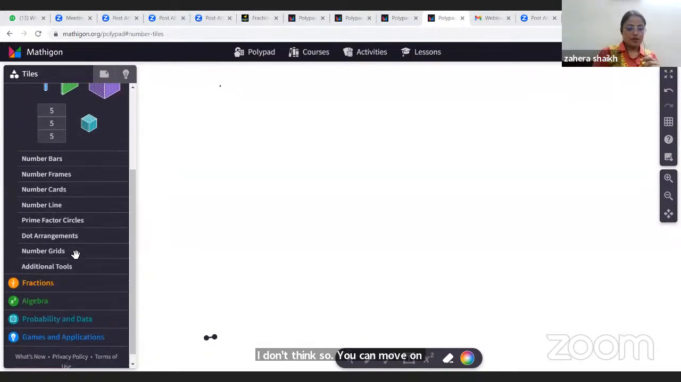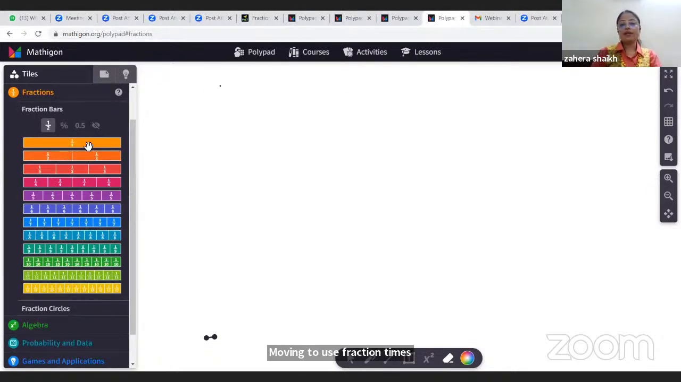Moving to use fraction tiles. Okay. Now, fraction is also one of the important topics to understand, because lots of students have misconceptions in fraction, right? And we understand that fraction is nothing but just a number representing two parts, right? But this is not the truth, right?